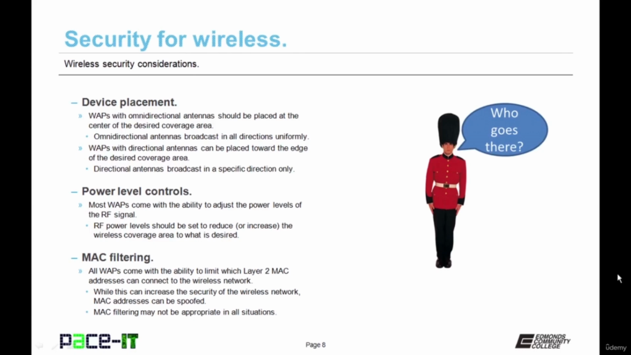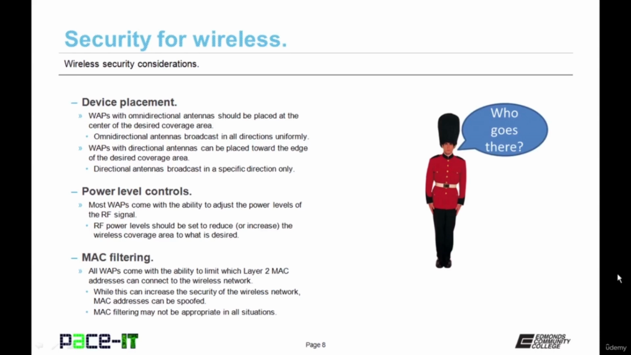Then there are power level controls. Most wireless access points come with the ability to adjust the power levels of the radio frequency signal. RF power levels should be set to reduce or increase the wireless coverage area to what is desired.